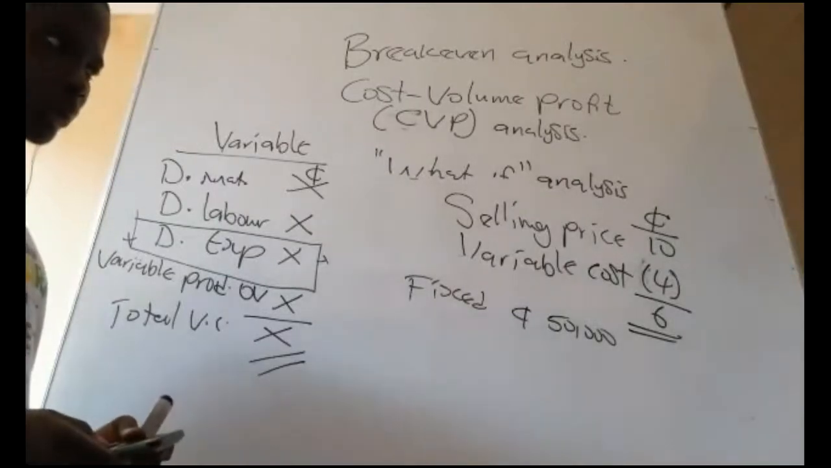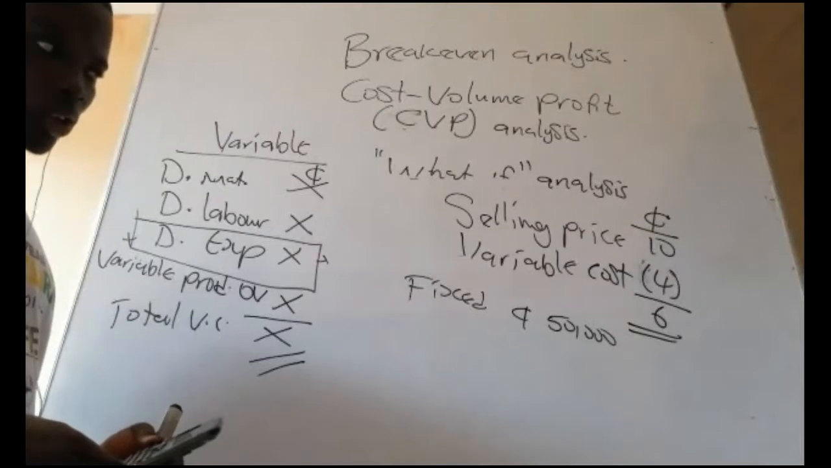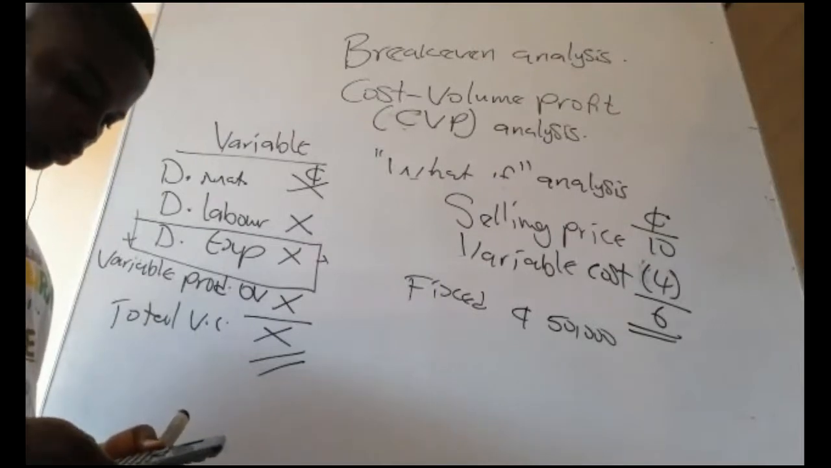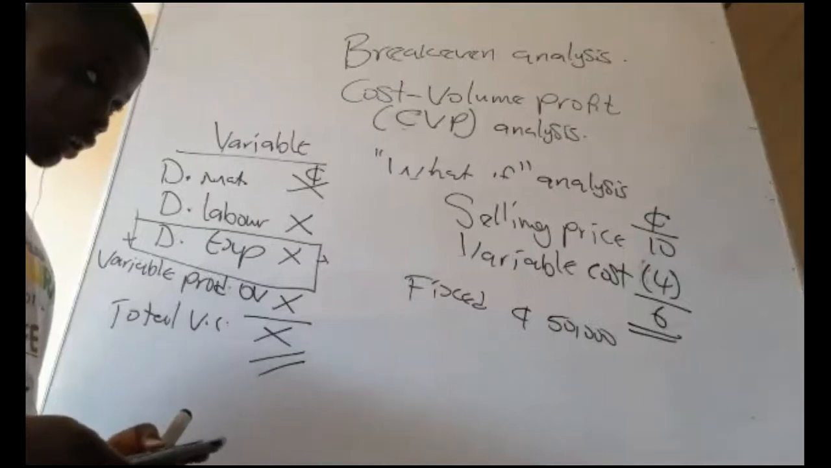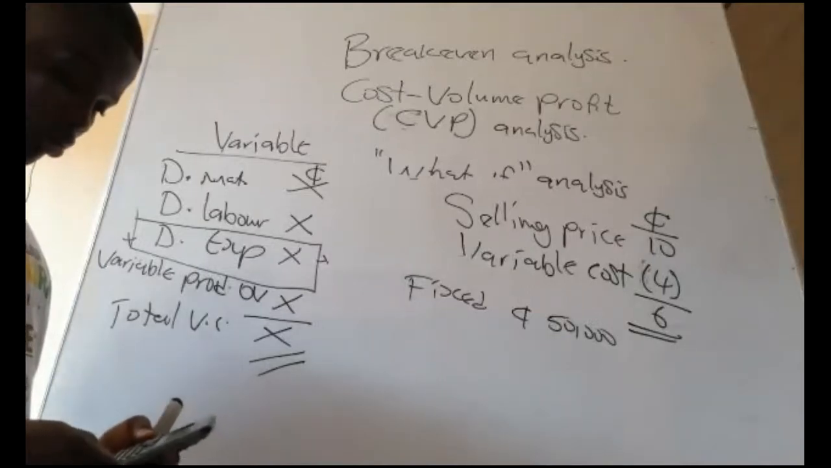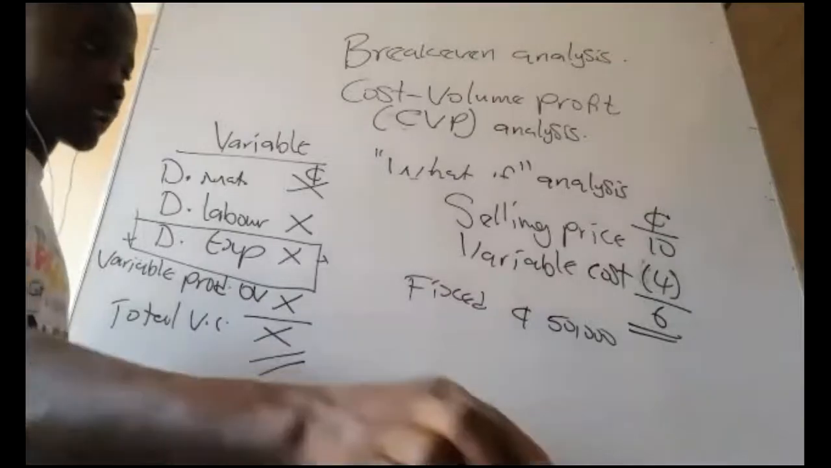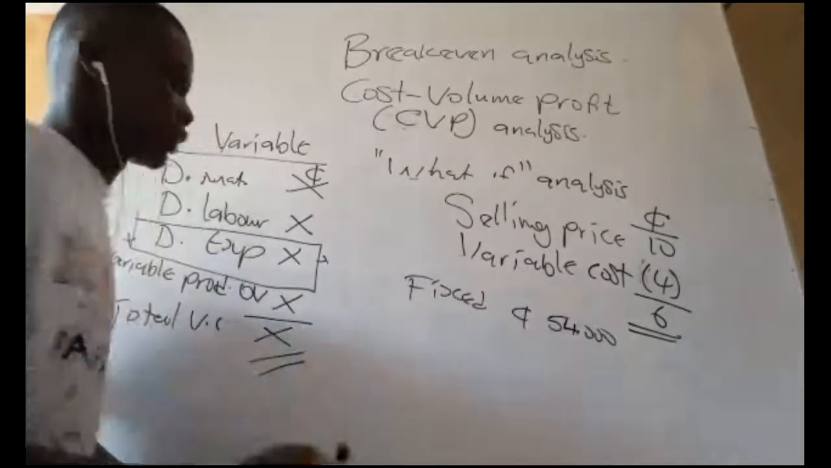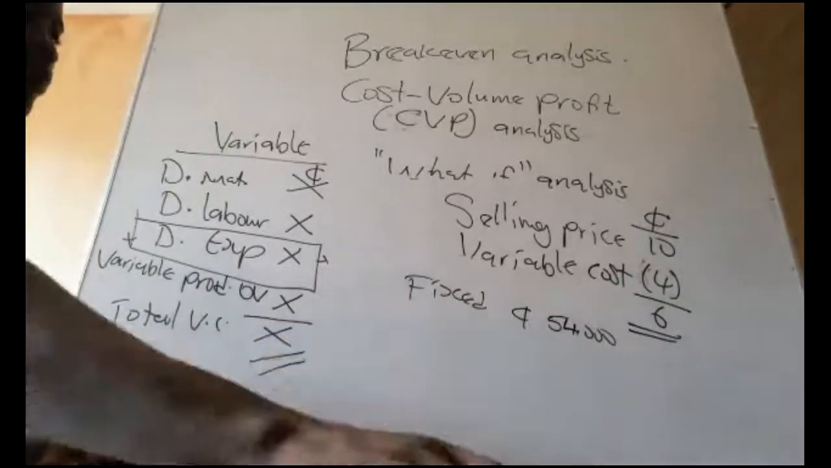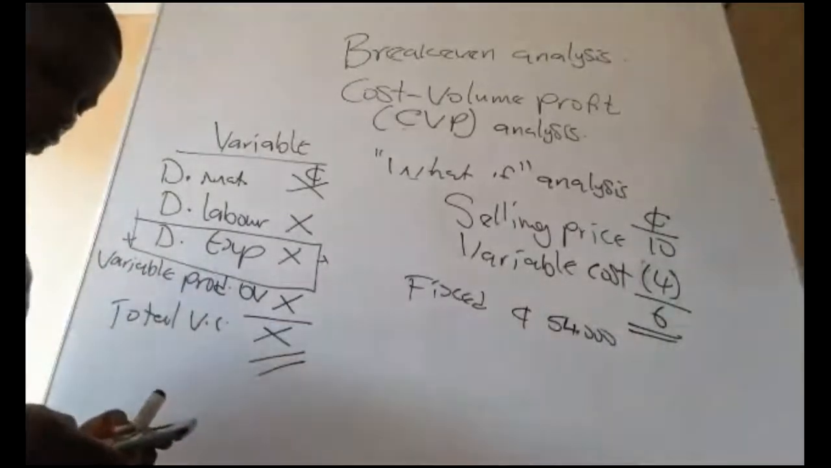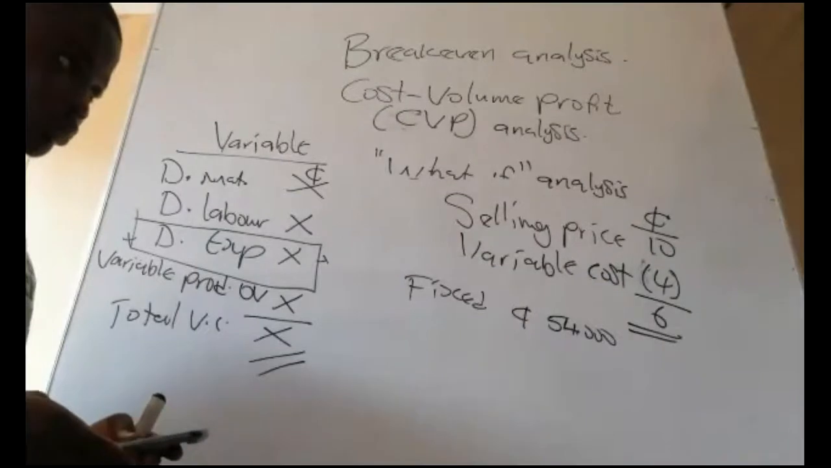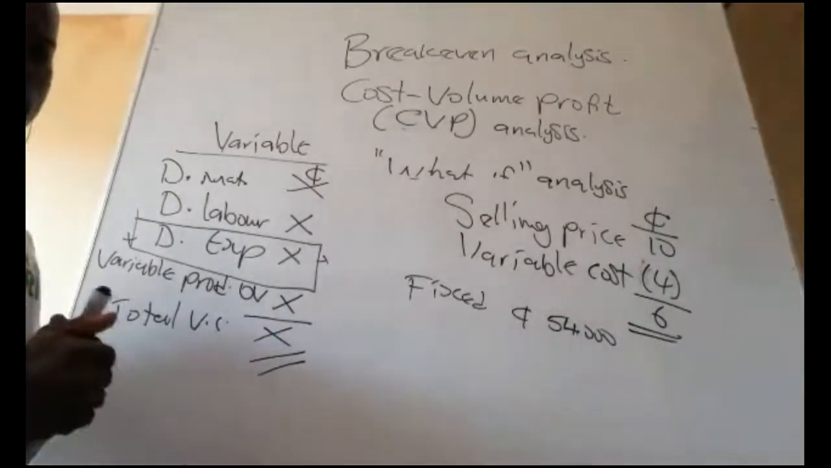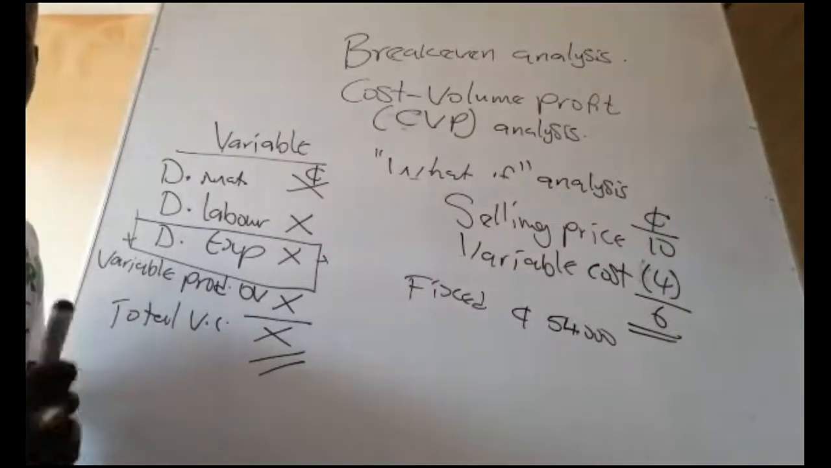I don't like the figure. Not at all. I don't like the figure at all. So let's assume it's 54,000 instead. Okay. Now it is 54,000. So now let's see. Now we are going to prepare profit statement.